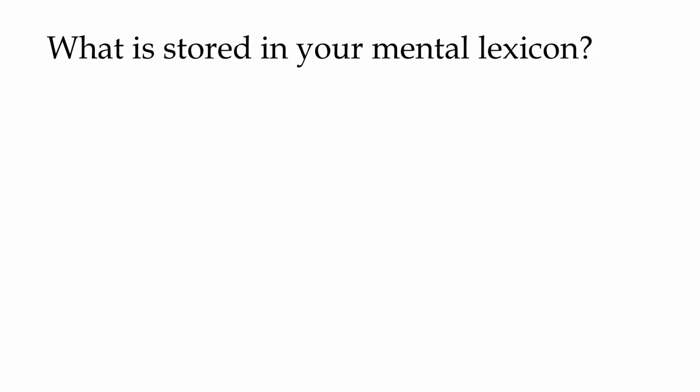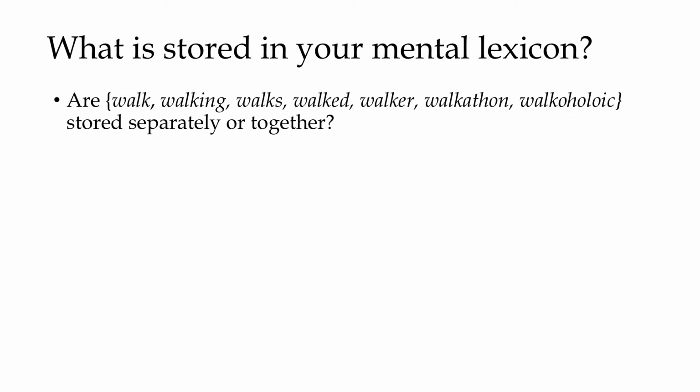So what is stored in our mental lexicon? If it's not the same as a dictionary, what do we have to learn? As a learner of language, what do we have to acquire and have in our brain ready to go? Let's look at this list of words. Walk, walking, walks, walked, walker, walkathon, walkaholic. Would I have to learn each of these words separately?